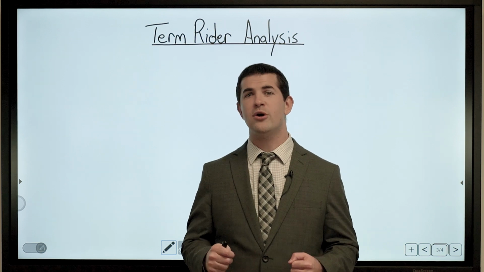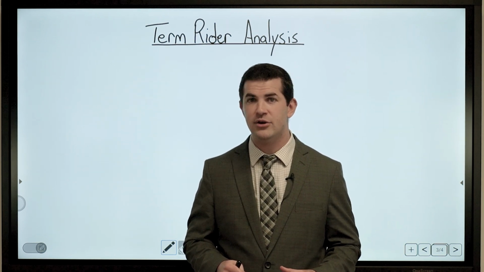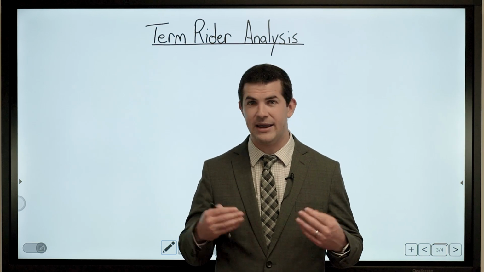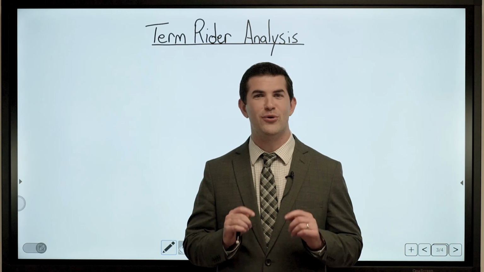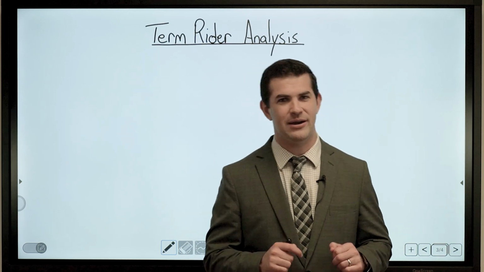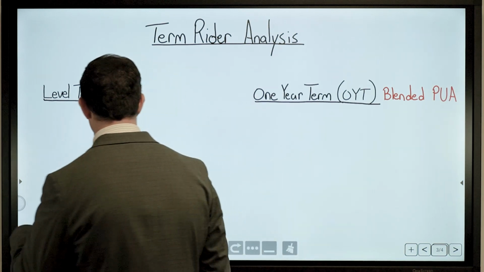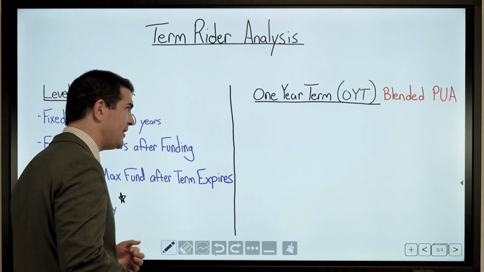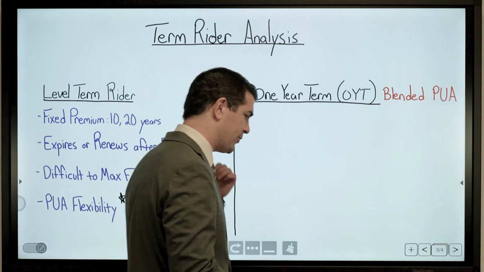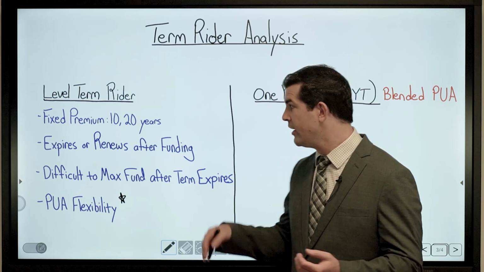In this video, we are going to take a look at a term rider analysis. We're going to look at two different types of term riders that can be added to whole life insurance policies, specifically designed for maximum cash value, as that's what we specialize in. So the two types of term riders, we have a level term rider and then a one-year term rider, OYT/blended PUA rider. Let's look at the level term rider first, because this is a bit more straightforward.